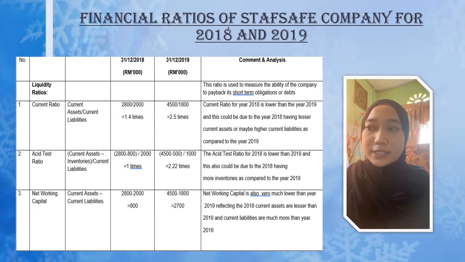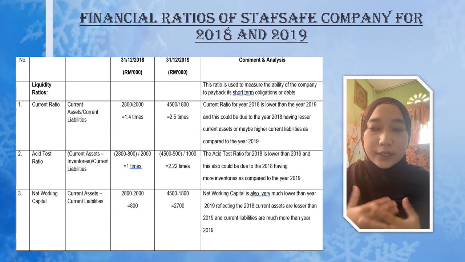And the last one under the liquidity ratio, we calculate for the net working capital. Net working capital for 2018 is 800, and the 2019 is 2,700. Net working capital is also very much lower than year 2019, reflecting the 2018 current assets are lesser than 2019, and current liabilities are much more than year 2019.